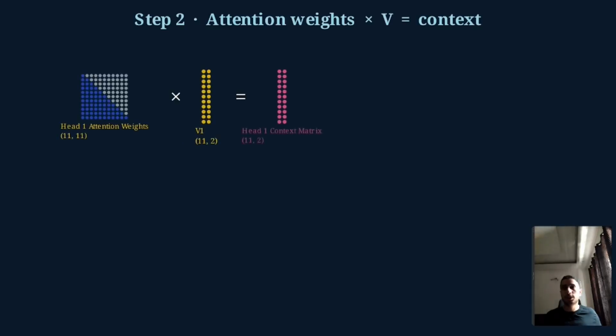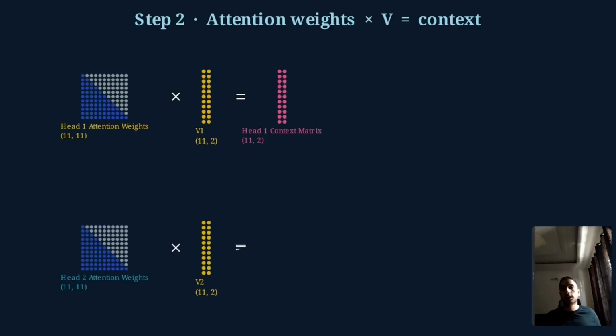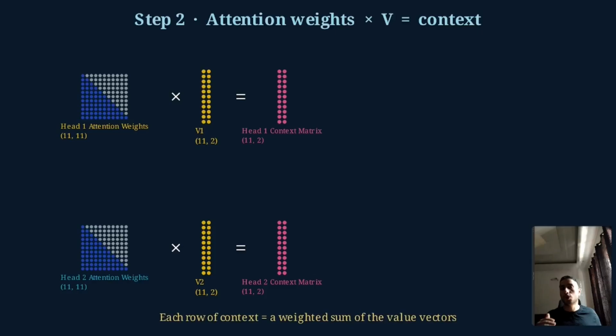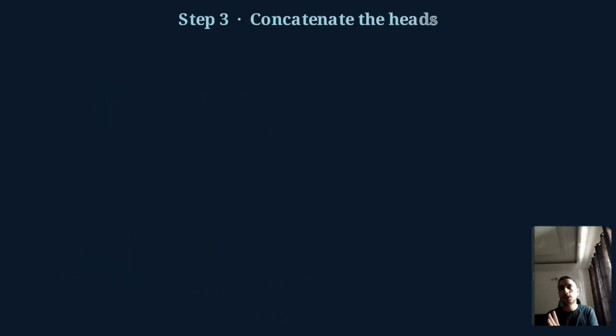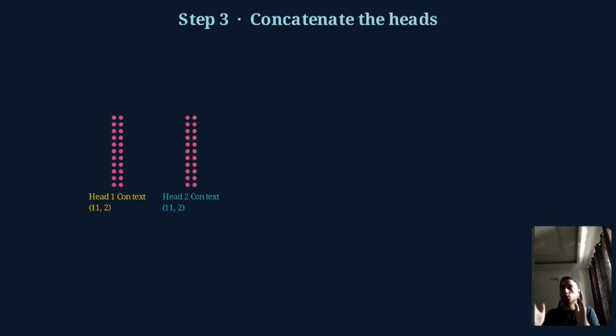And the next step is very simple. We take the heads' attention scores and multiply them with the value matrix scores. That leads us to the head 1 and head 2 context matrices. Now this is a contextual embedding. The whole process is almost complete, but the final step is to simply combine these two heads. Now we just combine the contextual embeddings for both the heads and make a single contextual embedding matrix.